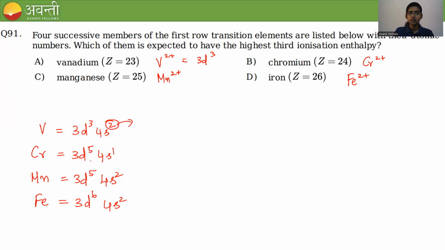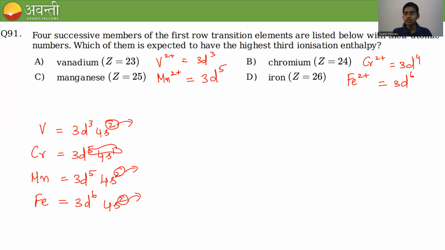And if 2 electrons are removed for chromium, what will we have? 2 electrons are removed, and here we will have 3d4 configuration. And for manganese, if these 2 electrons from the s orbital get removed, we'll have 3d5. And for iron, if 2 electrons are removed, we'll have 3d6. Now, which one is expected to have the highest third ionization energy?